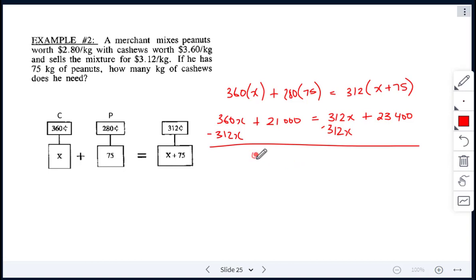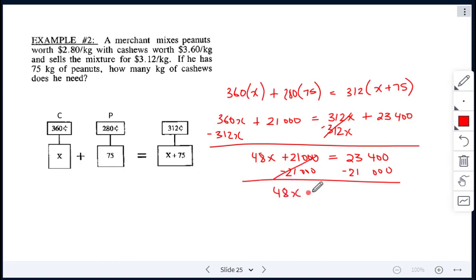Okay, that leaves me with 48x plus 21,000 is equal to 23,400. Then we'll subtract that 21,000. And we have 48x is equal to 2,400. And then we'll divide by 48. And we get x is equal to 50, which is kilograms. All right, so x was already set up here for cashews, so therefore we're answering our question, how many kilograms of cashews does he need? So he needs 50 kilograms of cashews.